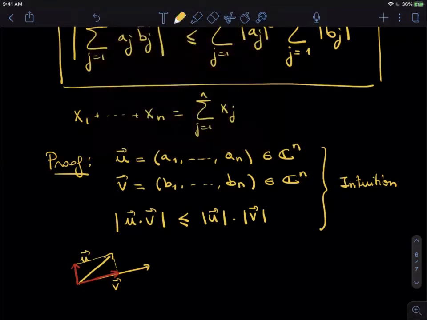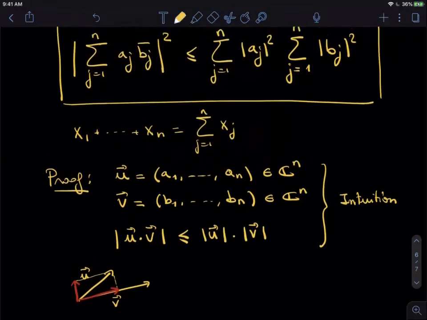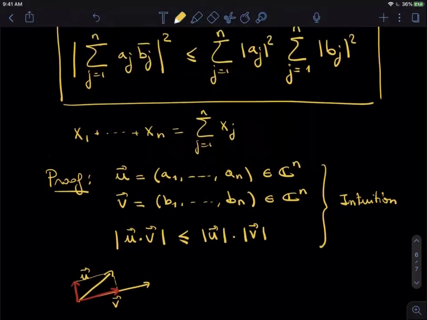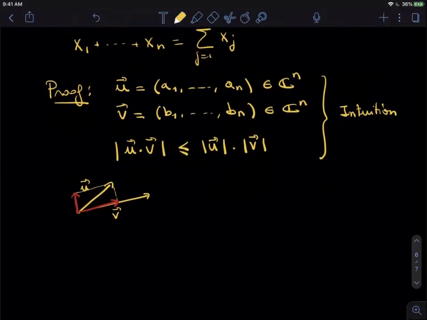Keeping this idea in mind, I leave for you to understand all the tricks that we are going to do now, understand them geometrically. The way to think about this proof geometrically is in terms of projections.